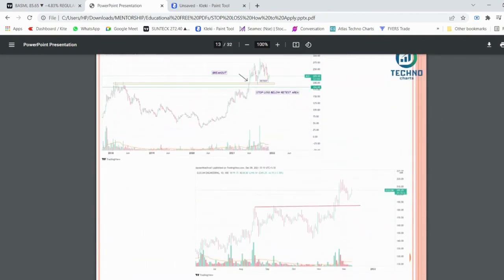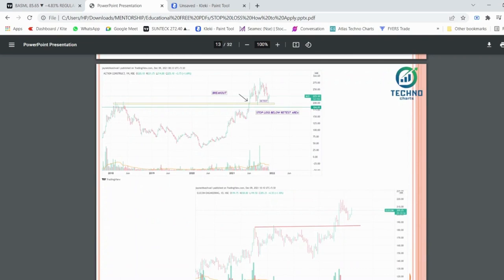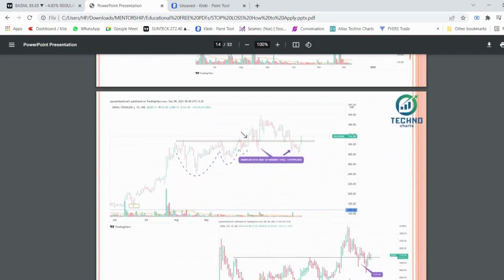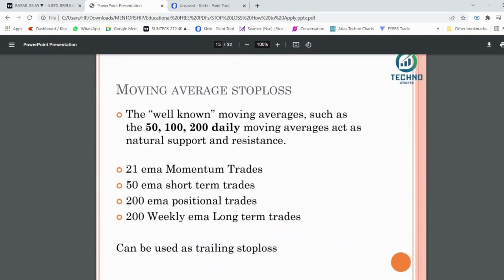There are many other examples that we can see, for example Action Construction on the weekly time frame, where the stock moved above the resistance area, then retested the previous resistance area, and we can now see that the stock is slowly moving upwards on the weekly time frame. During weak markets, the stock may break down of the resistance area also, and in that case we definitely need to exit before a further fall happens in that particular stock.